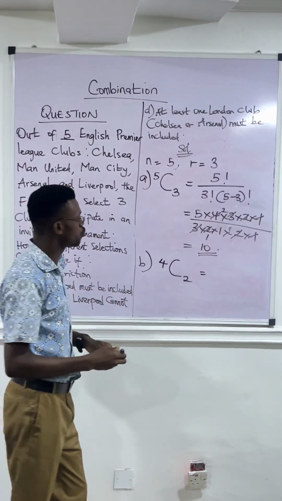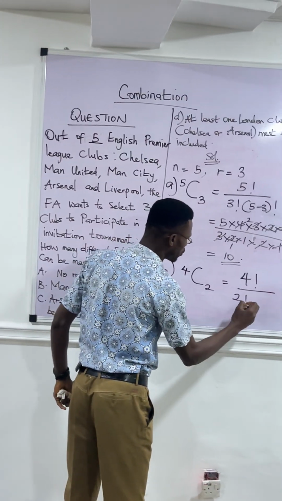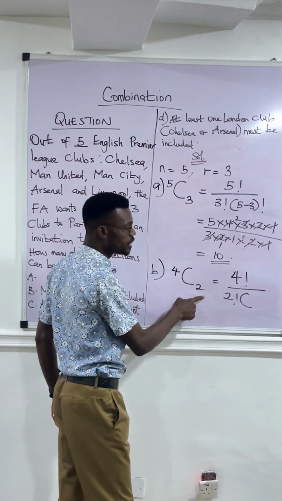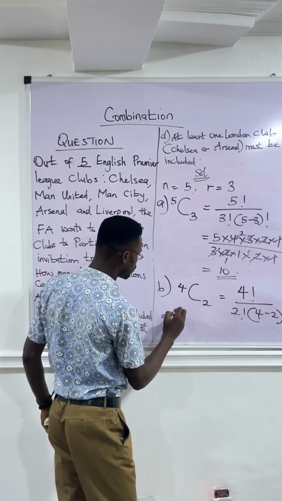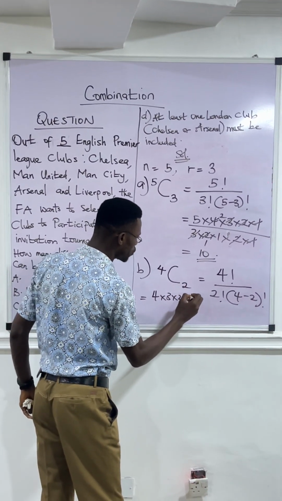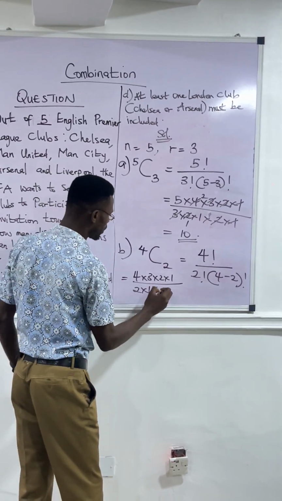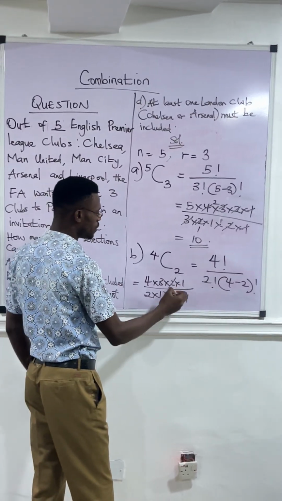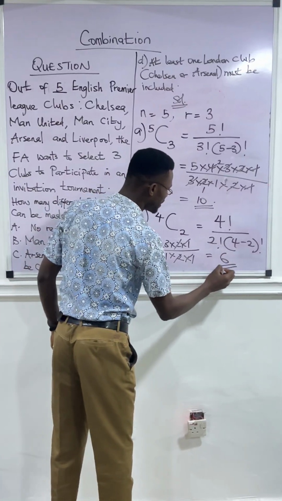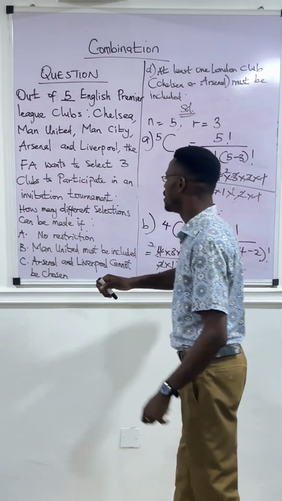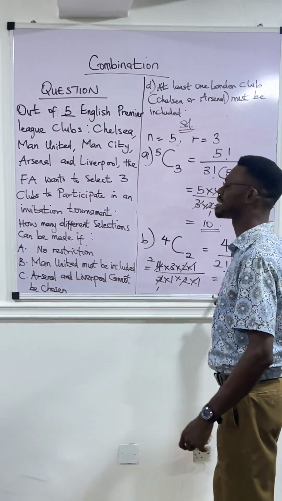So 4 combination 2 becomes 4 factorial all over r factorial, which is 2 factorial, then n minus r factorial, which is 4 minus 2 factorial. So 4 factorial gives us 4 times 3 times 2 times 1. 2 factorial gives 2 times 1. 4 minus 2 is 2, another 2 factorial, 2 times 1. This takes care of this, and 2 into 4 is 2. So 2 times 3 gives me 6. It therefore means that for Man U to be included, the different selections can be done in 6 ways.